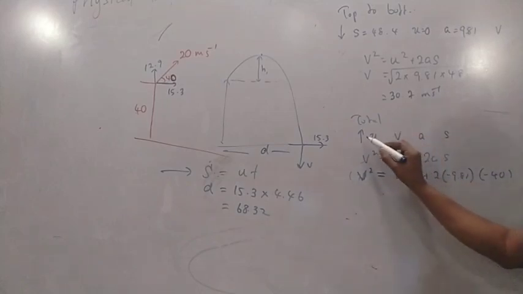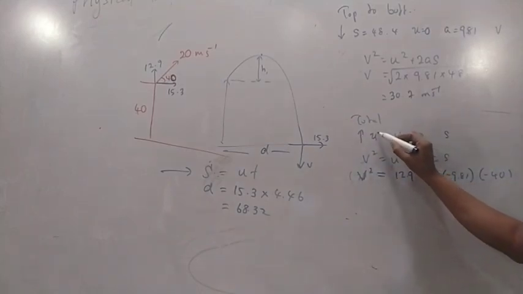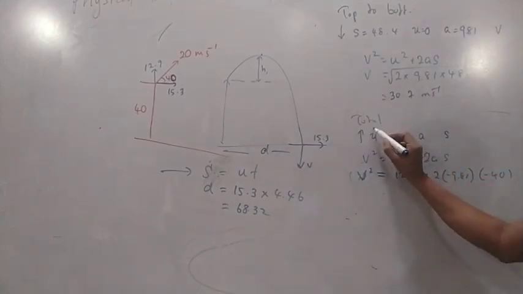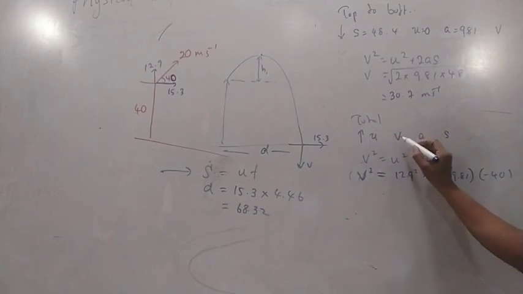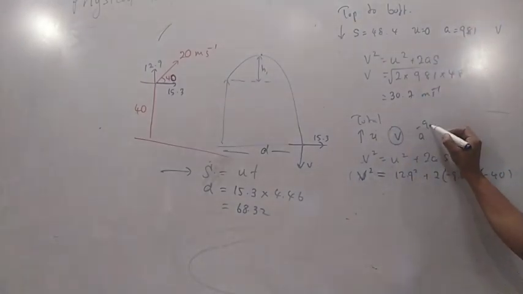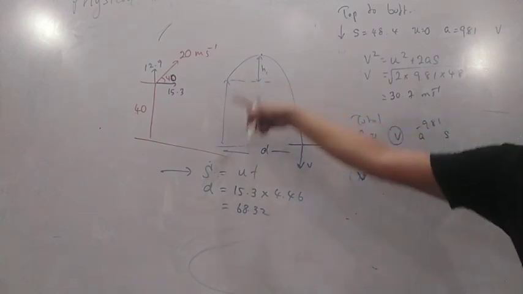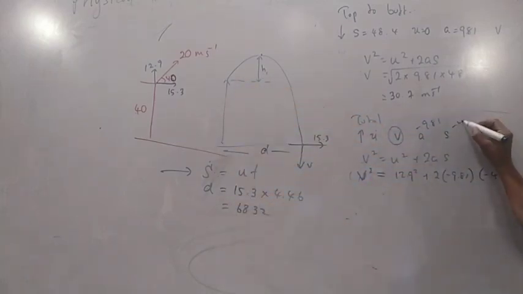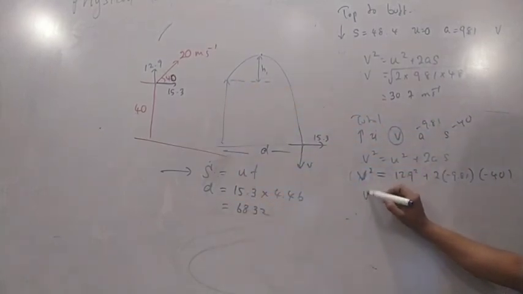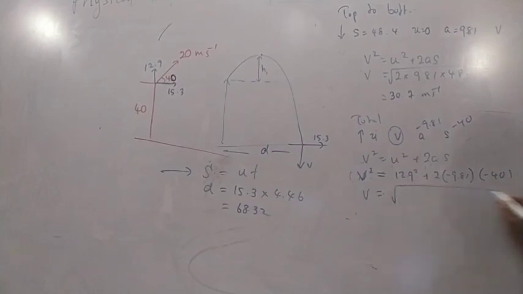So we apply the equation upwards. Initial velocity is upward 12.5, it's positive. Velocity is the one we are going to find. If we apply the equation upwards, this is minus 9.81. The displacement is downwards, so this one also becomes minus. So then v is root of this entire thing. So what is the value?